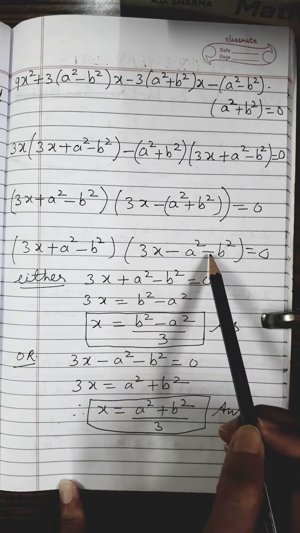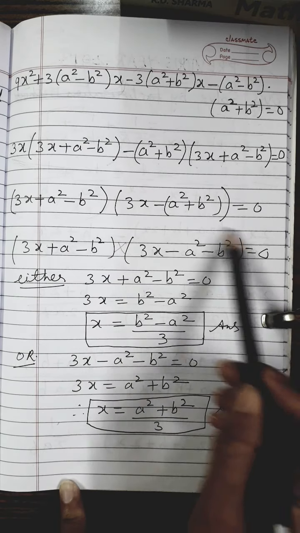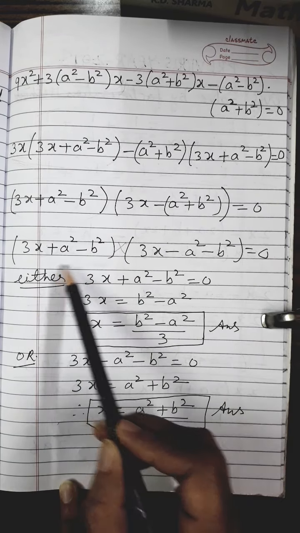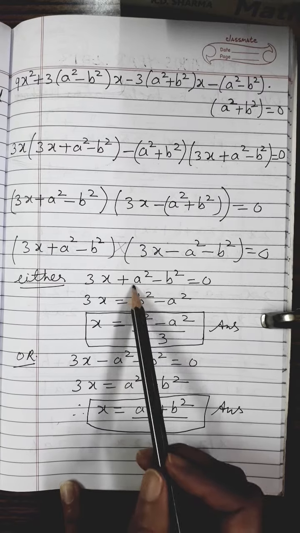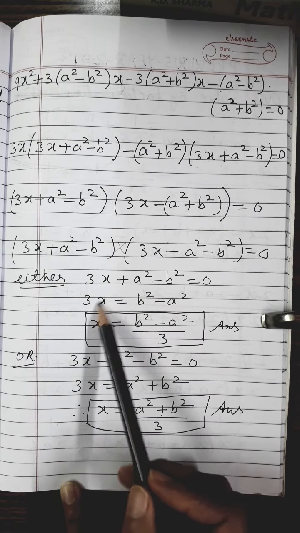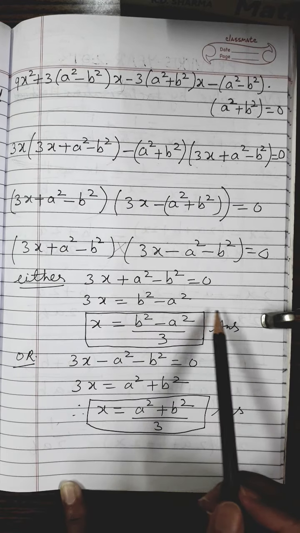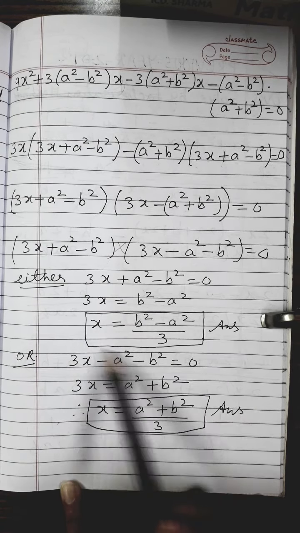Now this is the product of two terms. 3x plus a square minus b square, this is the first term, multiplied by the second term equals to 0. And when the product of two terms is 0, it means either the first term is 0 or the second term is 0. So I write either 3x plus a square minus b square equals to 0. I will solve it for x. So I write 3x, bring a square minus b square to the right side. So I get b square minus a square. Now bring 3 to the right side, it will get divided. So x will be b square minus a square upon 3. So this is one answer for x. Solving means you are required to find the value of x.